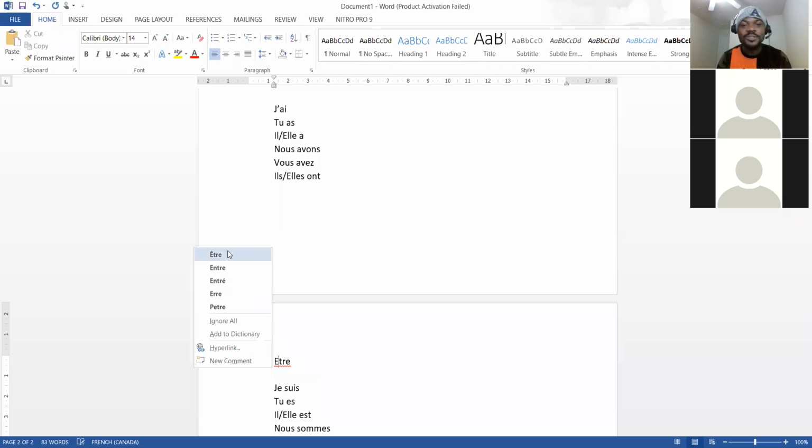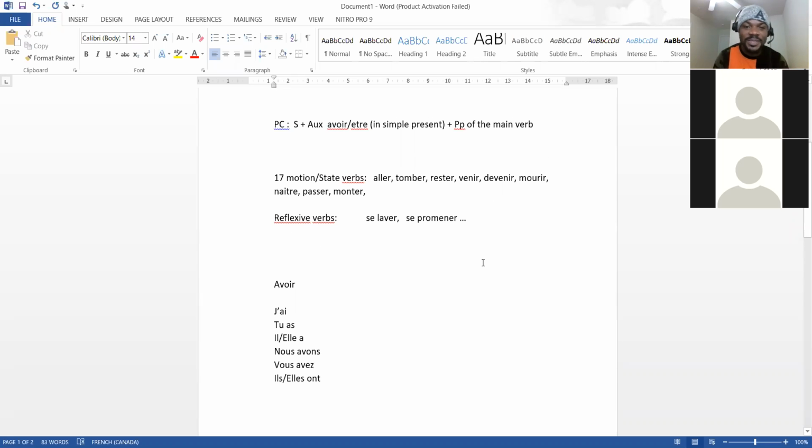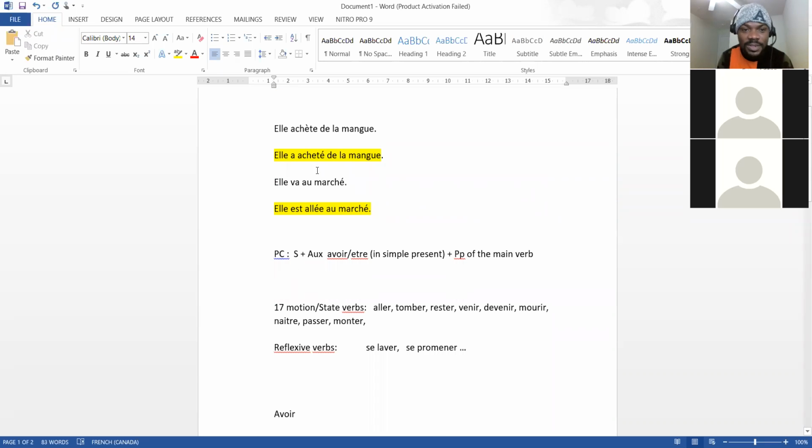Now, these ones, you must not forget them because you are going to use them in your past tense. The two verbs are really going to be recurring. That's what you're going to use. Avoir and être. Now, if you look at the first sentence, you see it here. Elle a. Now, if you look at the second one, you also see LA.